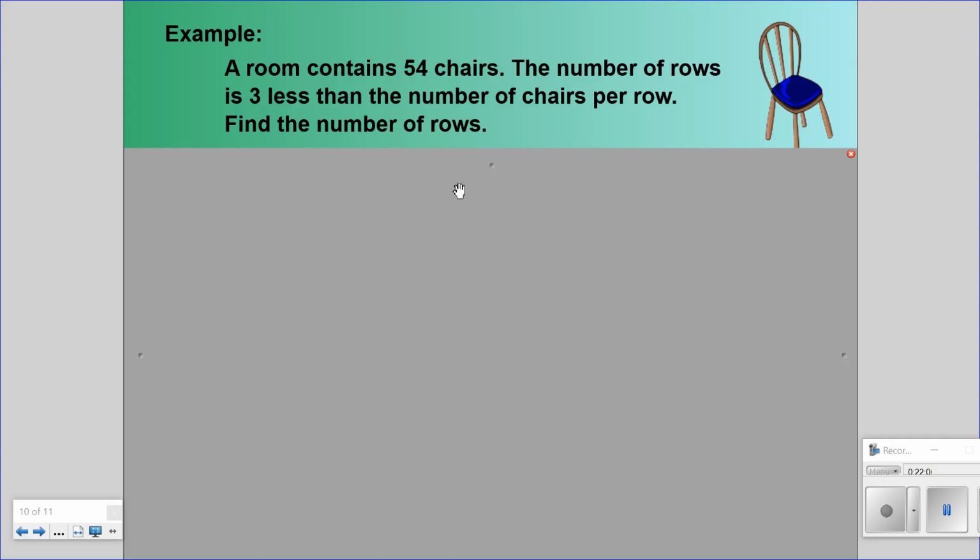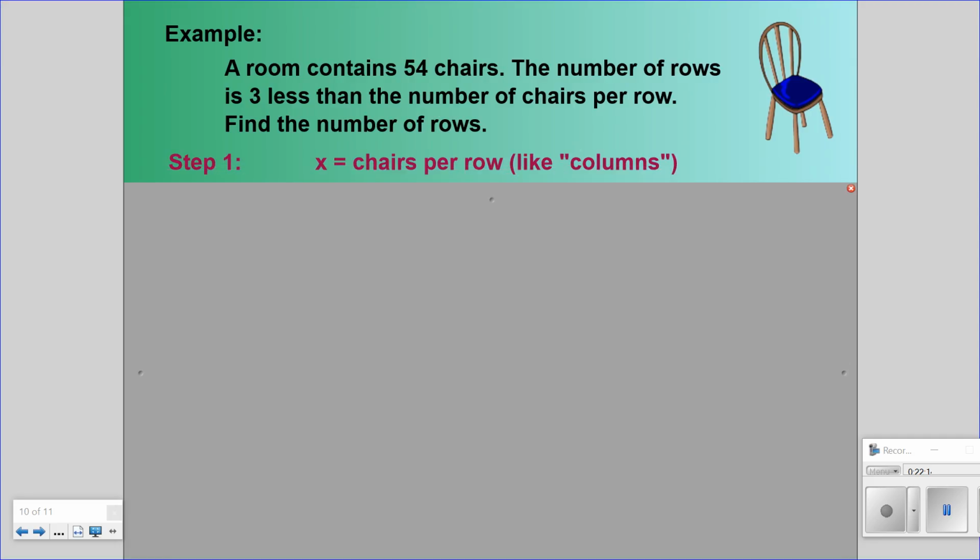All right, so the room contains 54 chairs, and the number of rows is 3 less than the number of chairs per row. So I've defined my variable as just the number of chairs per row. If you think about it, we've got a certain number of chairs per row and several rows. So we're really starting to build a rectangle here. And if you wanted to quickly count the number of chairs in the room, you could count the length and the width, or the number in the row by the number in the column, multiply them together, and that gives you your total. So that's where we're going with this.